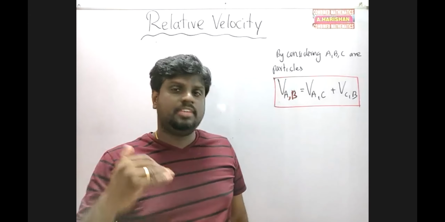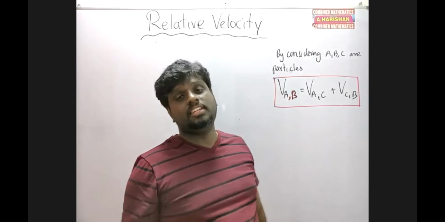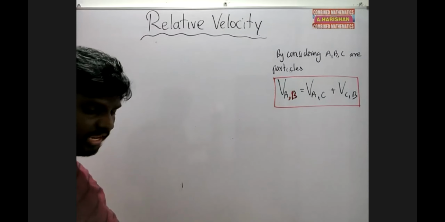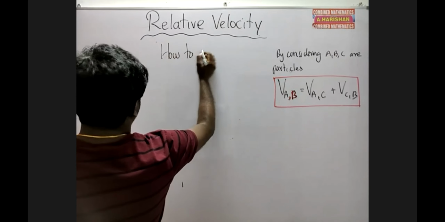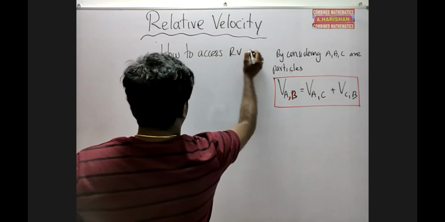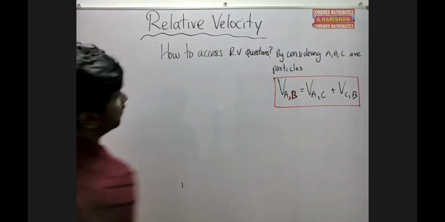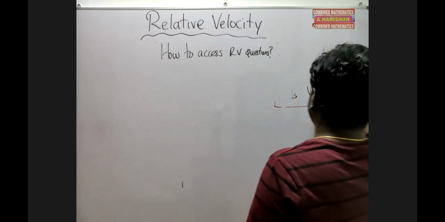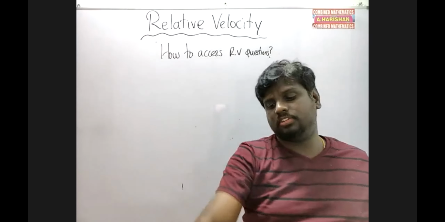So that's why I'm going to give it at the beginning. How to approach a relative velocity question? You can put that as a heading. So put the heading: How to approach relative velocity questions. Okay, this is the heading. So I erase this one.